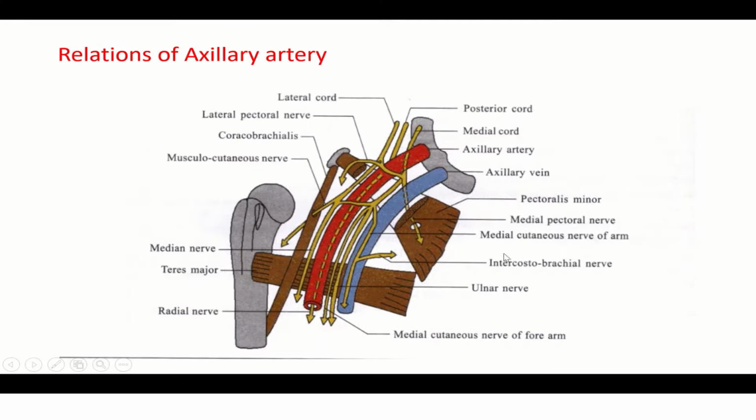So let us see here. You can observe here, in front you can see the medial root of median nerve. Laterally, you can see the lateral root of median nerve and the median nerve. You can see the musculocutaneous nerve, and you can also see the coracobrachialis, which is pierced by the musculocutaneous nerve. Medially, you can see the axillary vein. Between axillary vein and axillary artery, you can see the medial cutaneous nerve of forearm and the ulnar nerve. And just medial to the axillary vein, there will be the medial cutaneous nerve of arm, which has a communication from the intercostobrachial nerve. These are the relations of the third part.